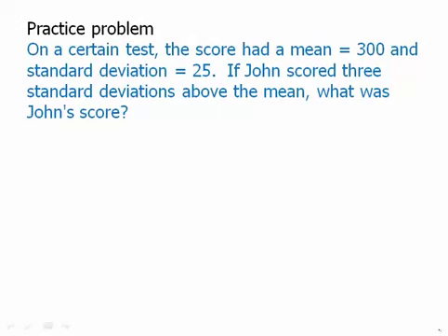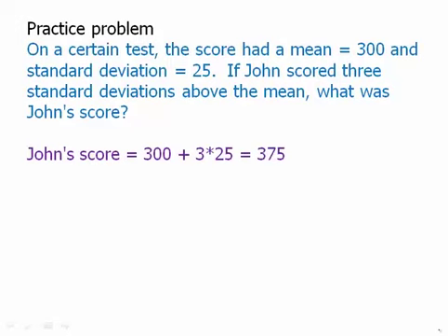On a certain test, the score had a mean of 300 and a standard deviation of 25. If John scored 3 standard deviations above the mean, what was John's score? Well, the mean is 300, and he scored 3 25s above 300. Well, that would be 300 plus 75, which is 375. So it turns out a question like this actually involves a very, very simple calculation. You just have to be not intimidated by the question itself.